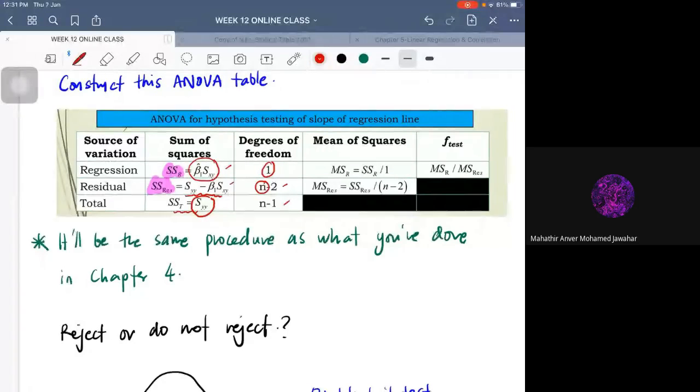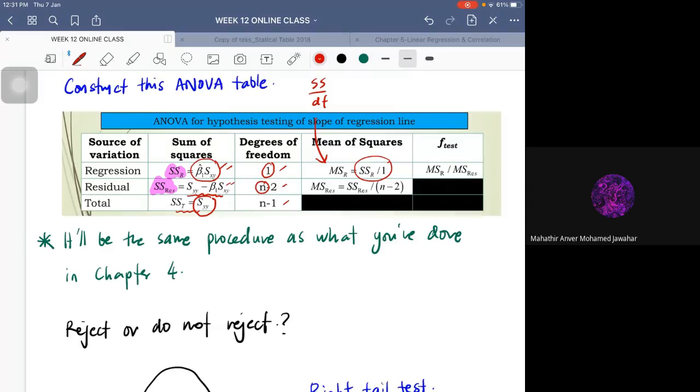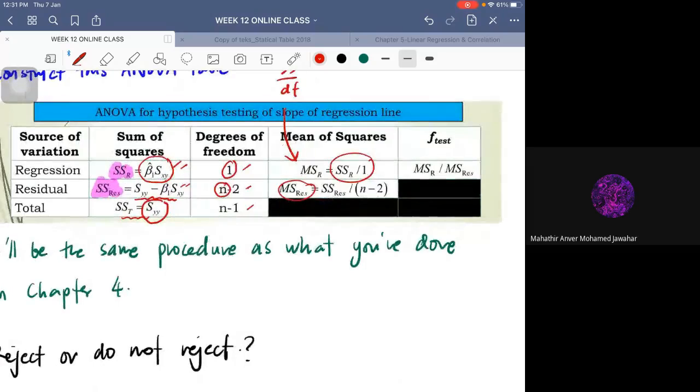Okay, and then how do you find mean square? How we find mean square for this ANOVA table is the same as what you have done in chapter 4. It's going to be sum square divided by degree of freedom. So you take this value and divide by 1, and you will get the mean square for the regression. You take the sum square residual and divide by n minus 2, and you will get the mean square of the residual. And of course, our test statistic is going to be given by the F-test. How do we calculate the F-test? You take the value on top, divide by the value at the bottom. So that is going to be your value of F-test.